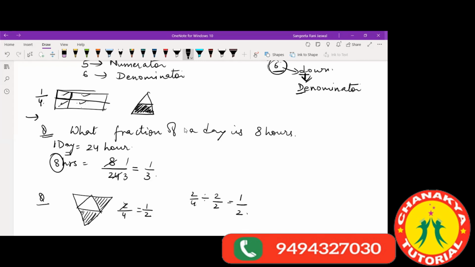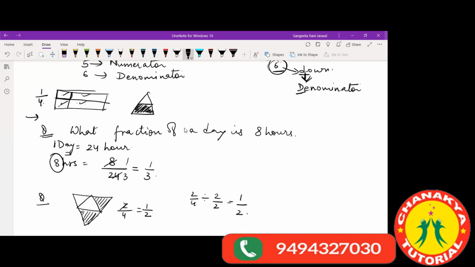Okay. This is just an introduction, beta, today. Tomorrow we'll do more sums on this. Today I'm only introducing you to the fraction part. So when we talk about fraction, we come across different types of fractions. Fraction is not only one thing. We have different types of fractions. We call it proper fraction, improper fraction, and we have mixed fractions also.